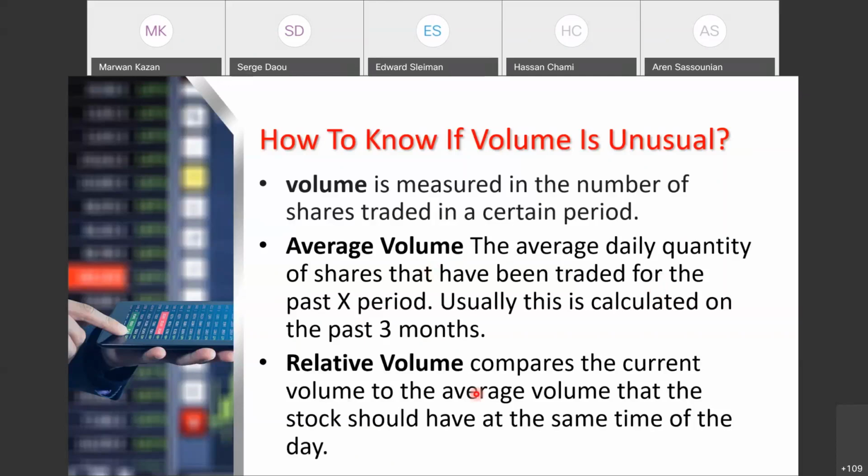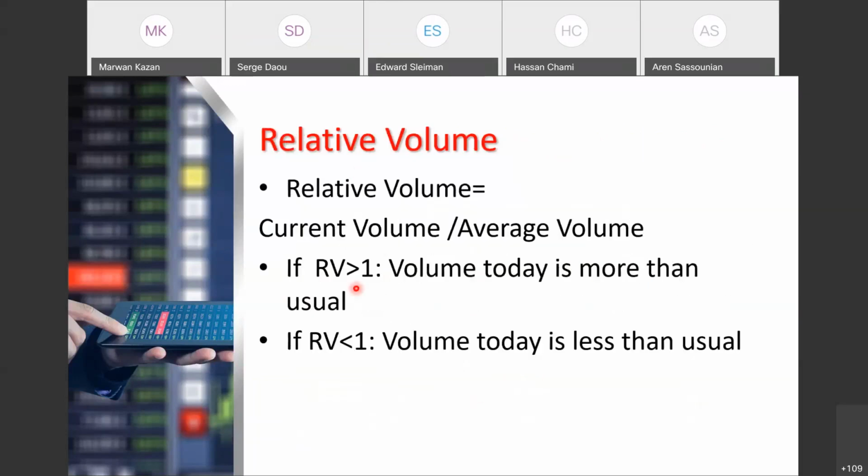Now the relative volume is a better metric that will make you more sure. The relative volume is basically the volume today divided by the average volume. So the relative volume can be greater than one. If it's greater than one, then the volume today is more than usual. If it's less than one, the volume today is less than usual.